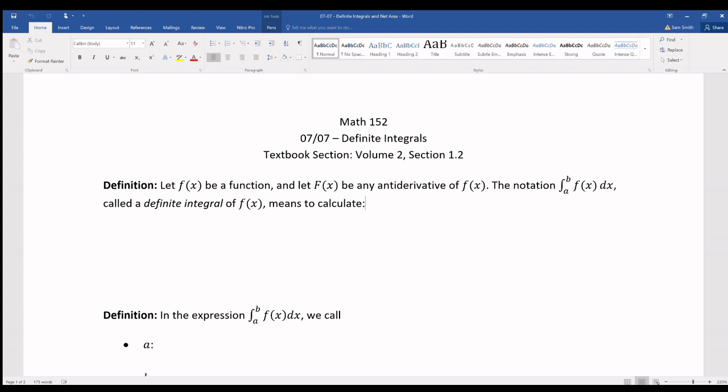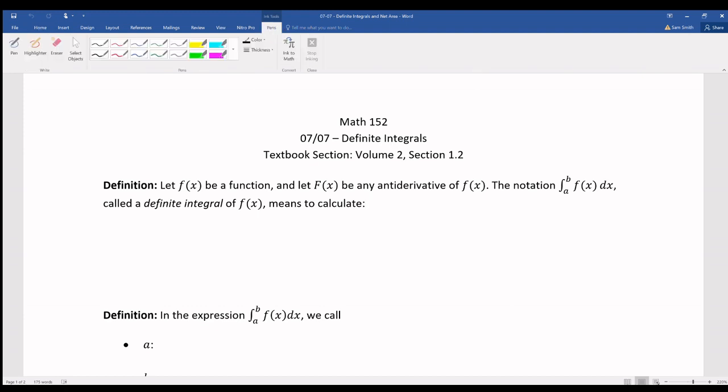So let's begin with a little bit of terminology. We have f of x, a function, and we have capital F of x, which is any antiderivative of f of x. It could be your favorite antiderivative, it could be my favorite antiderivative, doesn't matter at all. If you see notation like this one here, integral from a to b of f of x dx, this is just like the indefinite integral symbol, except this time there are numbers on the bottom and top of the elongated s. This is called a definite integral, and this is what it's telling you to do.